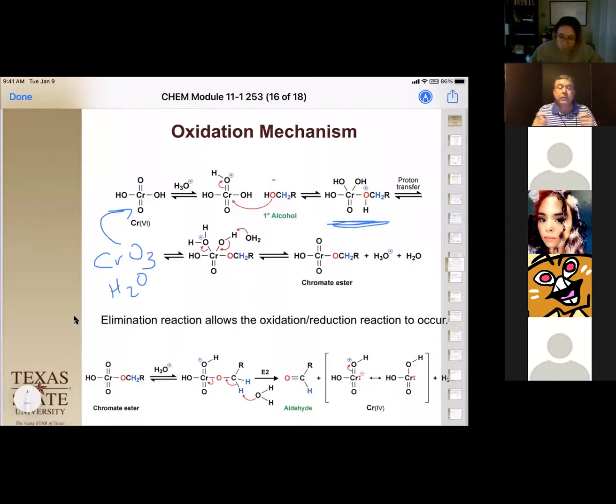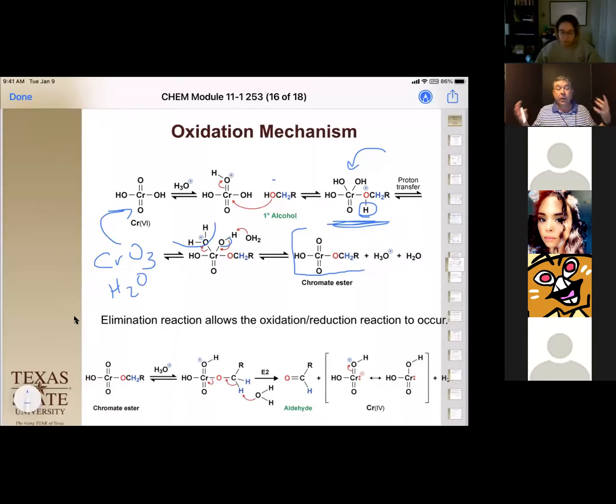Notice that all of these steps so far are reversible. Then what we're going to do is transfer our proton off of our oxygen onto one of these OHs on the chromium, making it a pretty decent leaving group. Now we can actually have this water leave, those electrons kick in, and we end up with a chromate ester. So we've put our alcohol attached to our chromium, and our chromium is stable at this point.